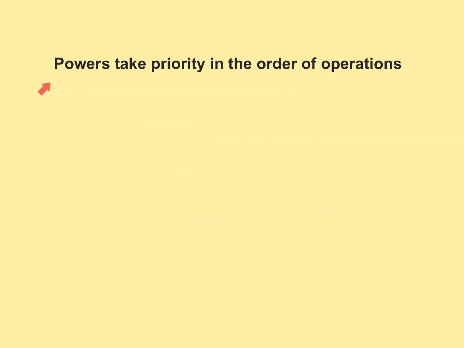It is very, very important to remember that powers take priority in the order of operations. So when we are doing BIMDAS, indices are over here, and they take priority. Indices are things like powers and square roots.